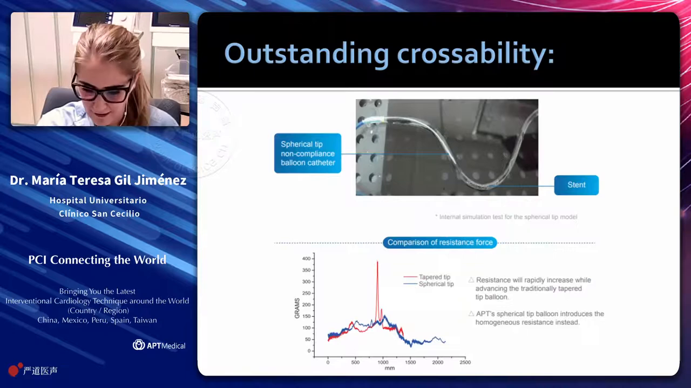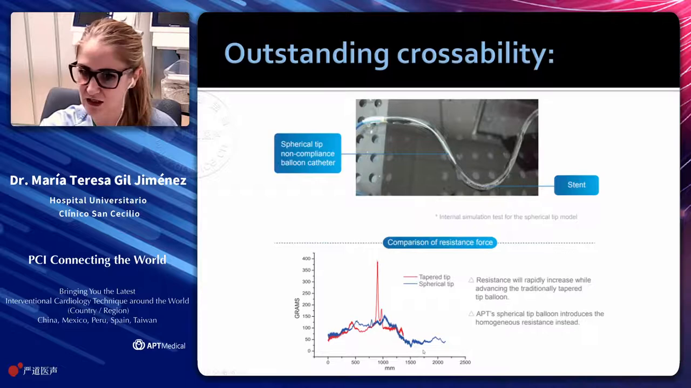In this graphic, we can see how, with a traditional balloon, while we are pushing, the resistance rapidly increases, but the spherical tip maintains this resistance homogeneous. It's not that all the push is returned.